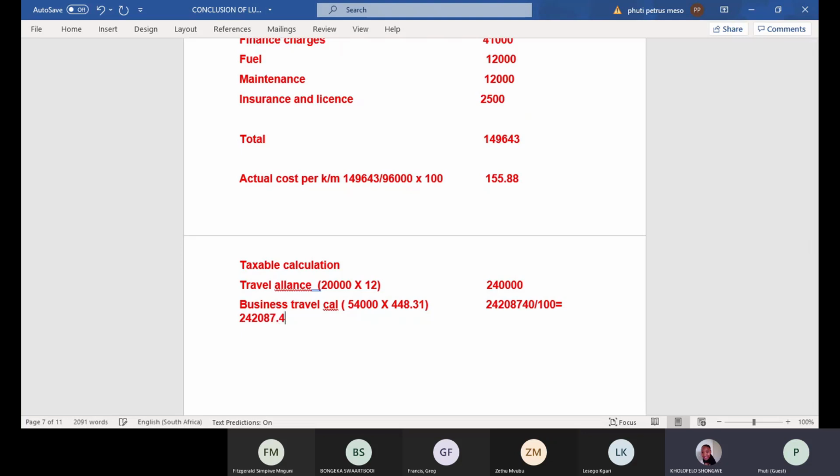24208.7.4. So can you see that the business travel is actually greater than the travel allowance? Yeah. There's no taxable benefit. Fine. So you just say no taxable benefit.